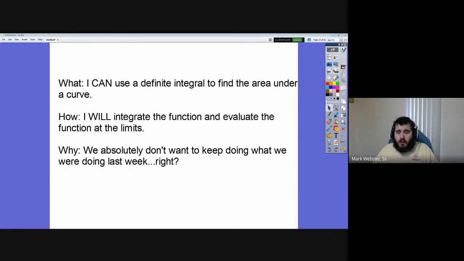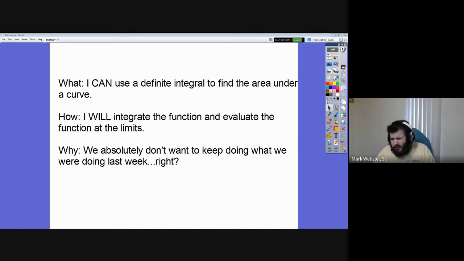Okay, so what are we going to be doing today? We're going to be using a definite integral to find the area under a curve. How are we going to do this? We're going to integrate the function, and we're going to evaluate the function at the limits, because we absolutely don't want to continue doing what we were doing last week. That's a pain in the butt.